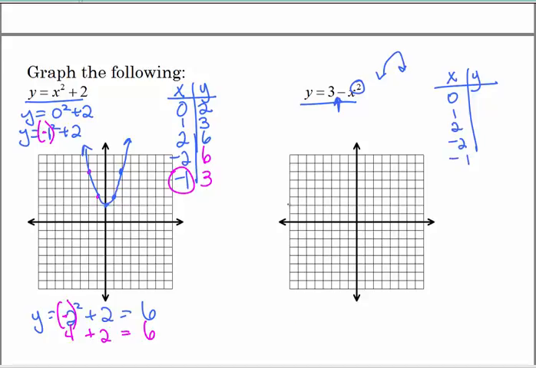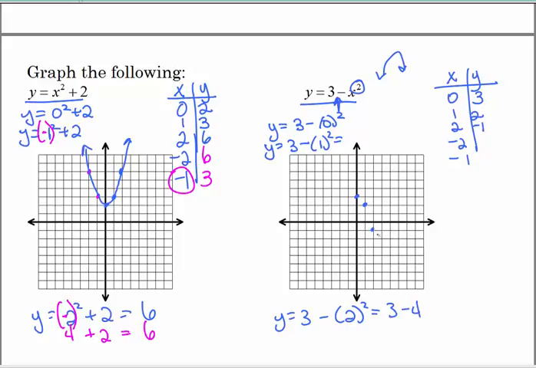We need to be really careful with our signs. So we have 3 minus 0 squared, which is 3. 3 minus 1 squared. 3 minus 2 squared. So that's 3 minus 4, which is a negative 1. Now, what's going to happen when we do a negative 2? If I plug in a negative 2, do you see I'm going to square that first because of order of operations, I'm going to get the same exact thing as I got with positive 2. Same thing with the negative 1. And again, there's that symmetry.